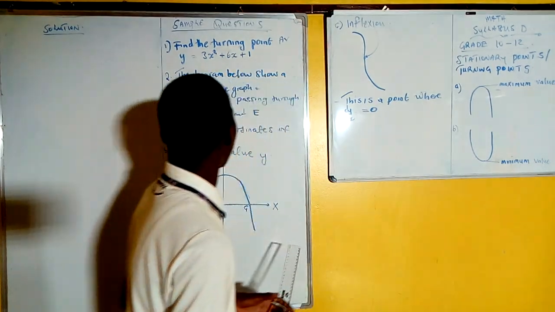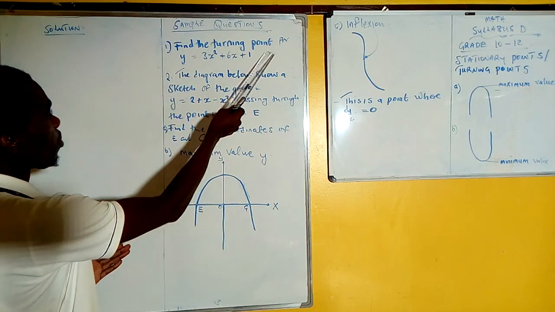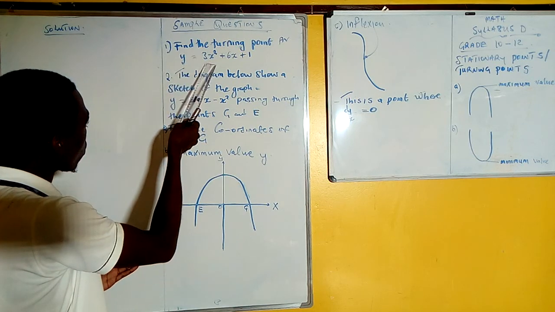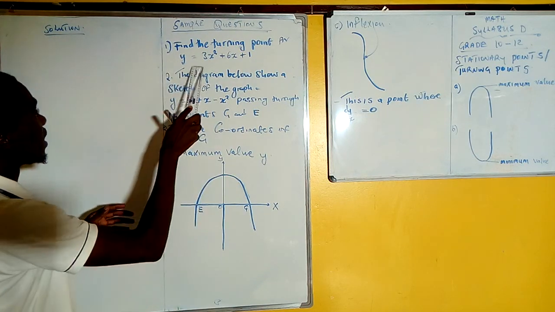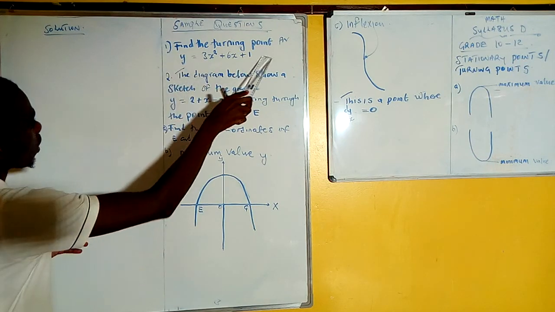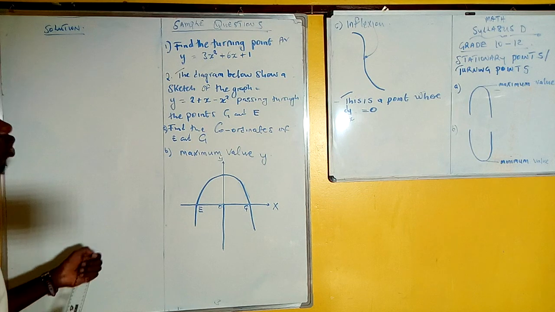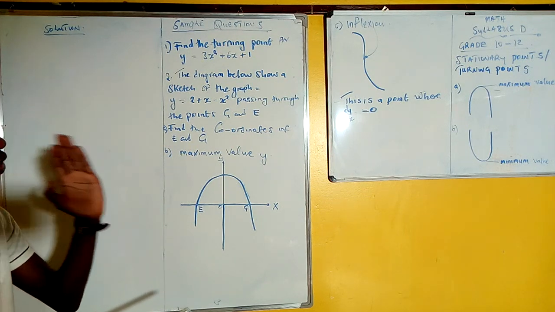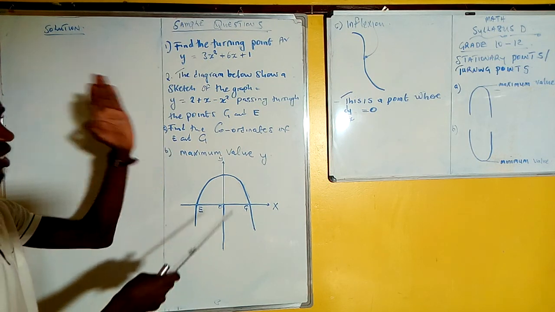For example, the simplest question can come: find the turning point for the equation y is equal to 3x squared plus 6x plus 1. We want to find the turning point for this curve. This is the equation of the curve. By definition, we know that dy by dx is equal to 0. A turning point is the point where dy by dx is equal to 0.